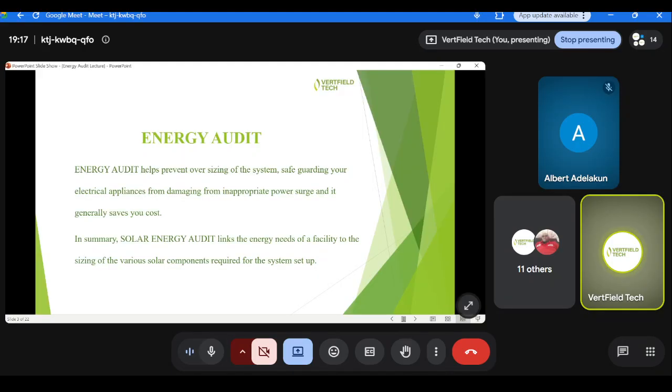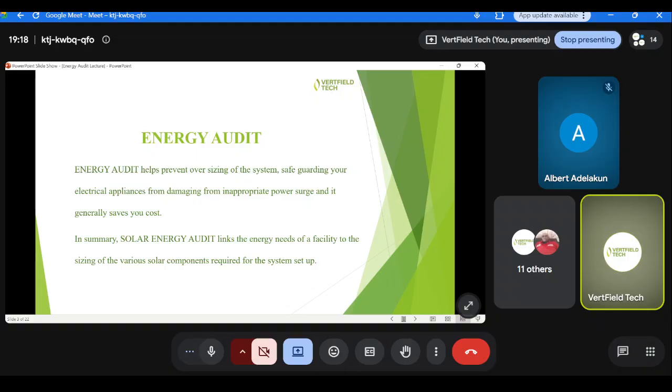So you firstly get to know what you are powering up, in terms of having an idea of the various appliances to be powered up. Energy audit helps you prevent oversizing of the system, safeguards your electrical appliances from damage, and also saves you costs. Yes, that is very correct.